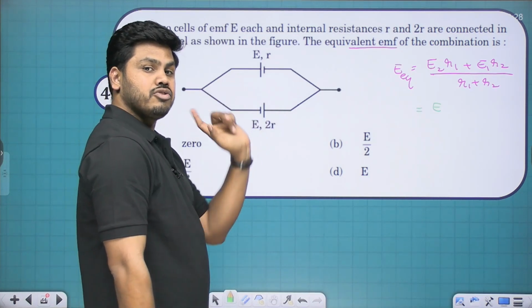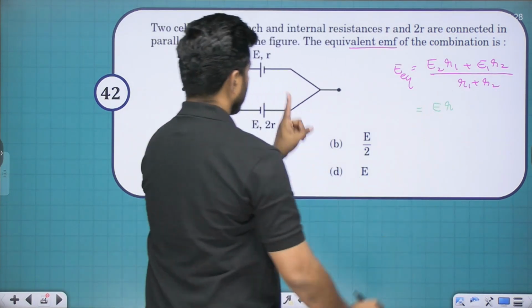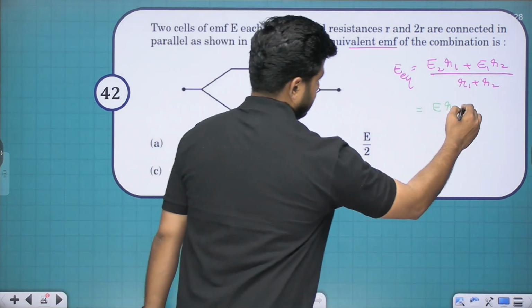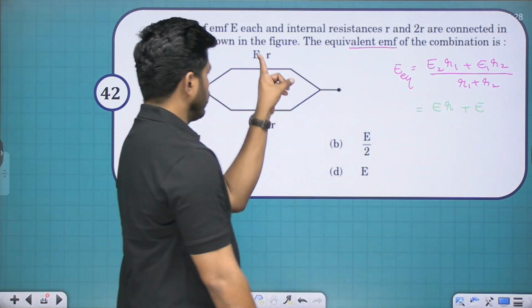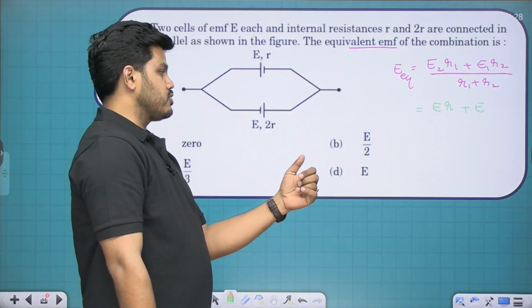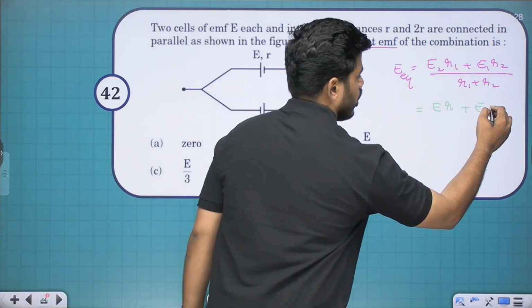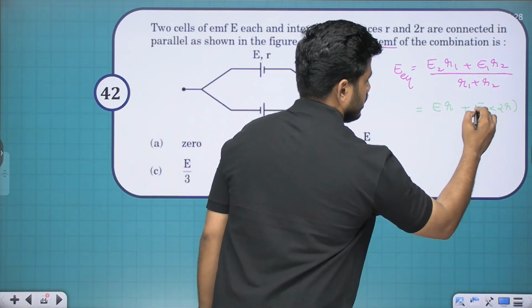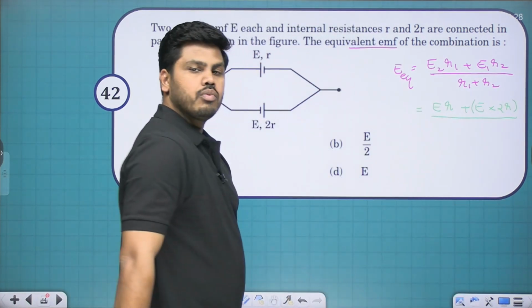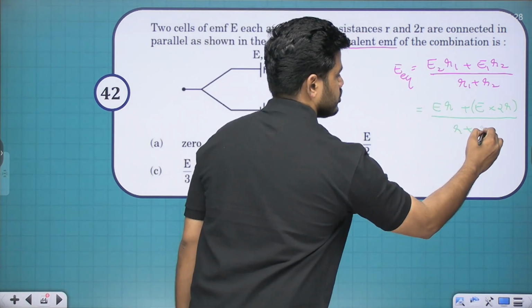The internal resistance of the first cell is just R only. Then E1 is again E, because both of them are E only. But the internal resistance of the second one is different, it is 2R. Good. Divided by R1 plus R2, which is going to be R plus 2R.